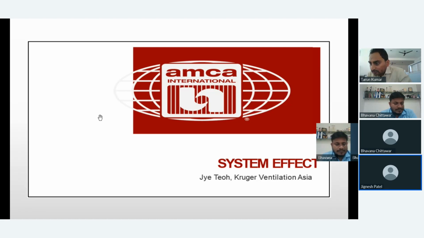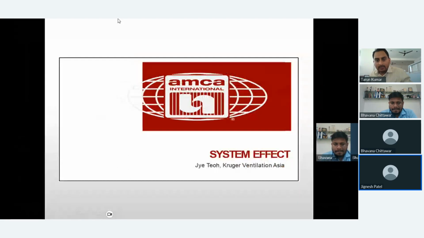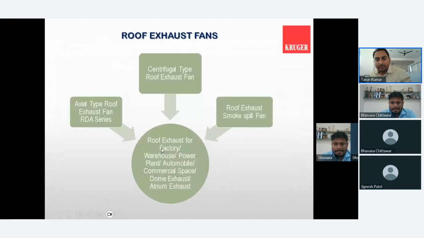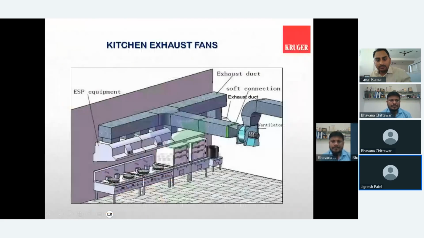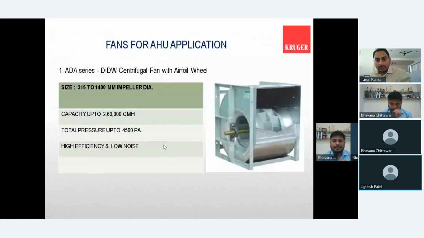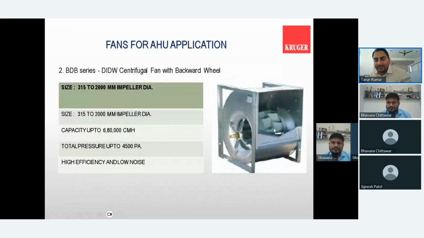As a layman, I'm asking you, how do I come to know? Suppose two fans are lying in front of me, how will I identify which is forward curve and which is backward curve? Sir, I will show the photograph. Here you can see the blade construction, sir. This is the backward curve blade.